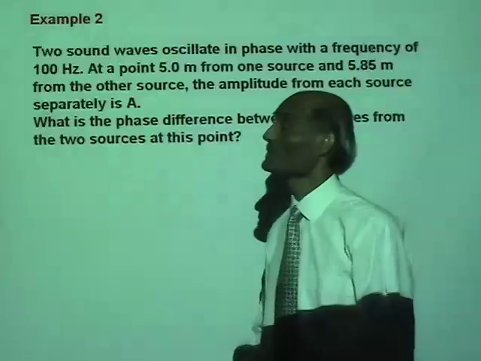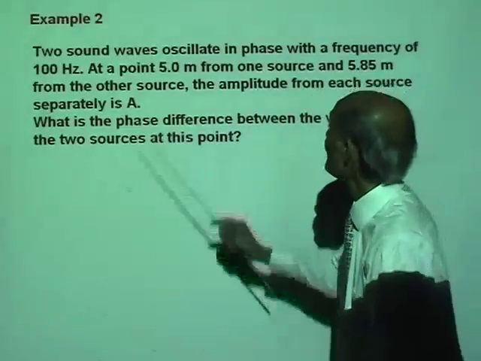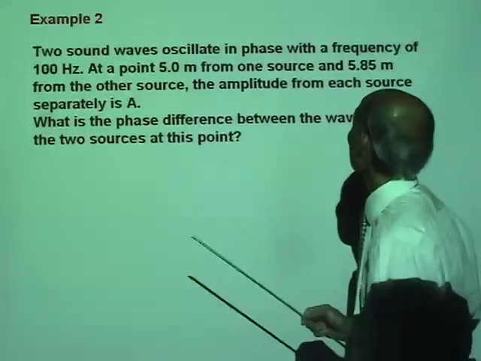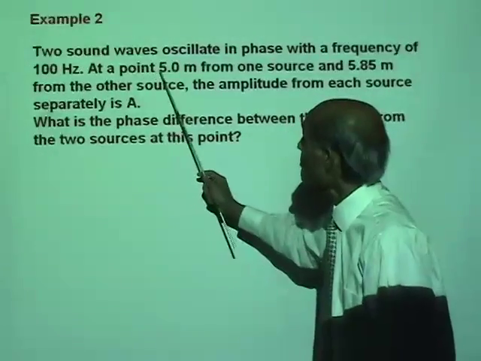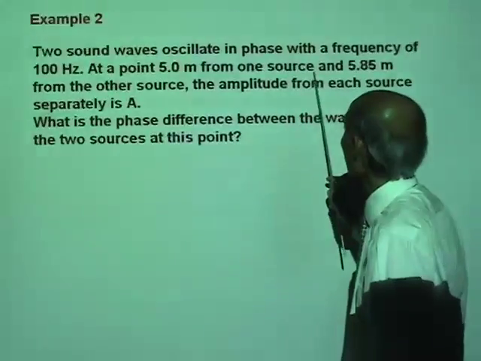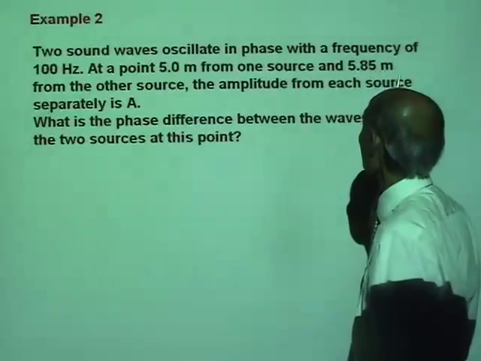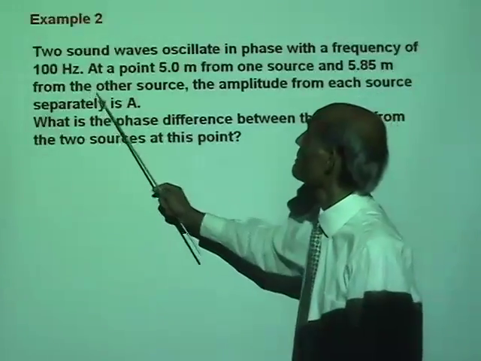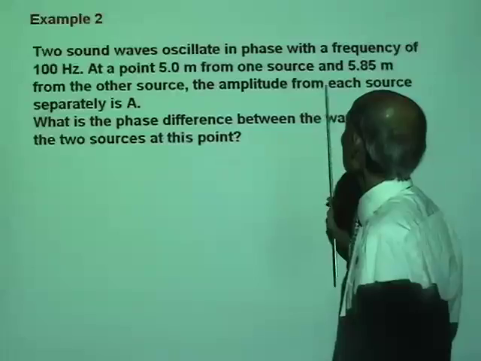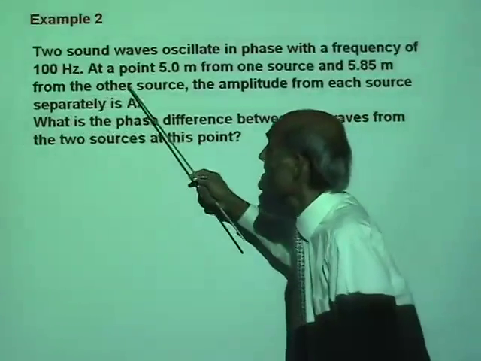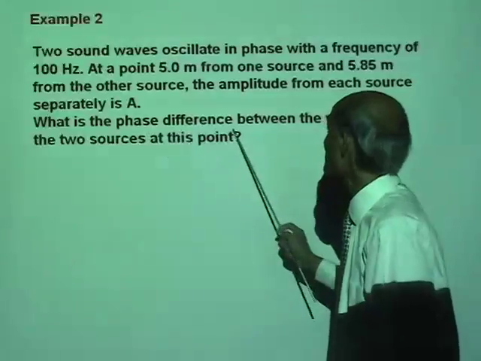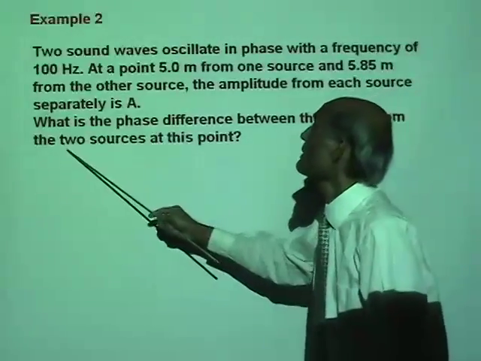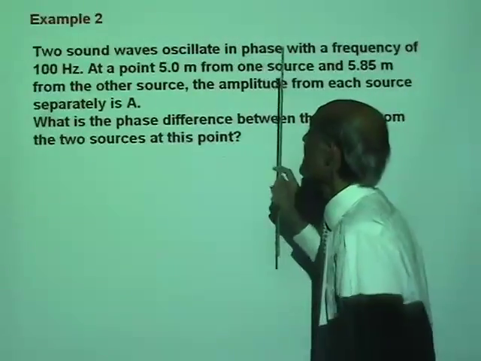Another problem. Two sound waves oscillate in phase with a frequency of 100 Hertz. At a 0.5 meter from one source and 5.85 meter from the other source, the amplitude from each source separately is A. What is the phase difference between the waves from these two sources at that point?